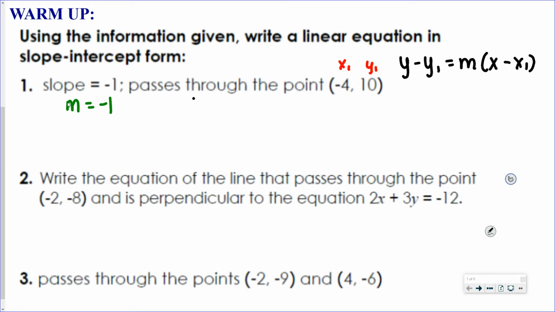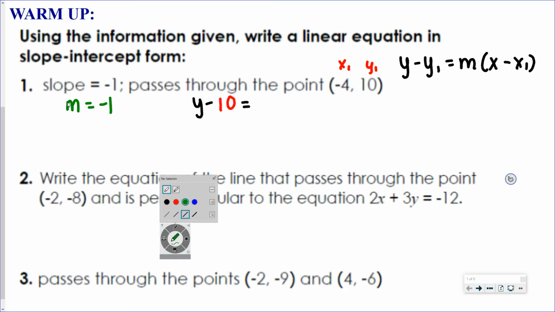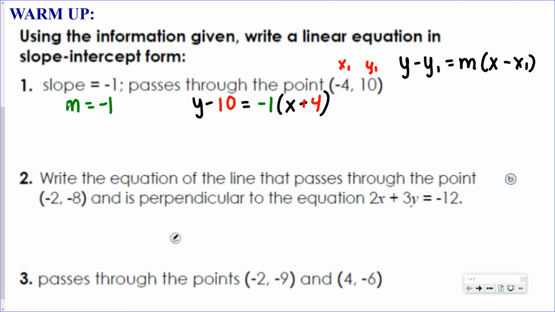So I would do y minus the y-coordinate, that's what y sub 1 stands for. The y-coordinate of the point is 10, equals m, slope is -1, x minus x sub 1, the x-coordinate of the point, so minus -4 would be plus 4. Now, if they asked me to write my equation in point-slope form, which some of the ones on the quiz will, I would just leave my answer like this and be done. But here they wanted slope-intercept form, so I just have to solve for y.